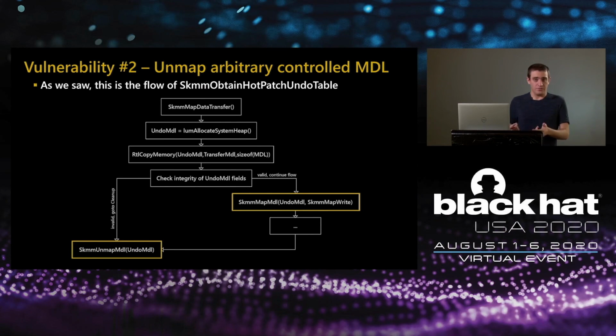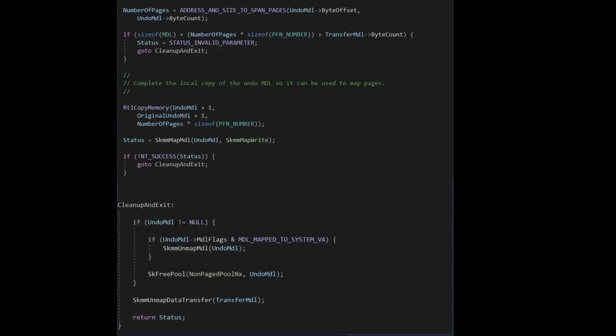And if this check fails, then we go to cleanup, we take the bailout flow, and we hit the call to SkmmUnmapMdl. Now, the problem here is that we don't make sure that we indeed called SkmmMapMdl before calling SkmmUnmapMdl. And this is exactly what is going to happen if the integrity check fails. Since we can control the entire undo MDL over here, we can make this integrity check fail, and therefore it just sums up to be the ability to call SkmmUnmapMdl on a MDL fully controlled by VTL0.